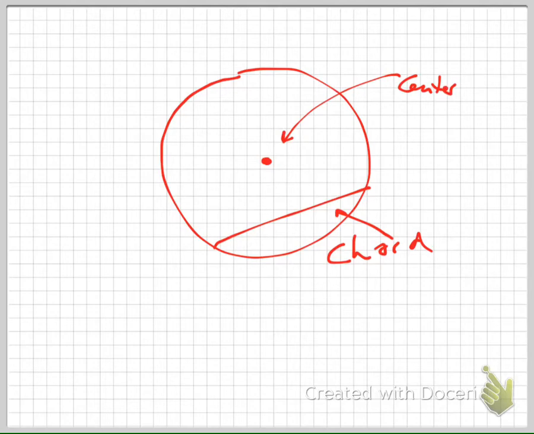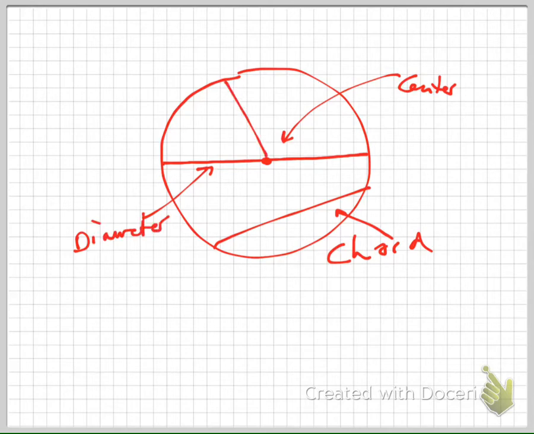Make sense? Okay. A special chord is a chord that goes through the center of the circle, and that chord is called the diameter. From the center to the edge anywhere, that's called the radius. Compare that to the diameter again. It's exactly half the diameter. Radius is 1/2 the diameter. Right? Make sense? Okay, good. You guys have that down.